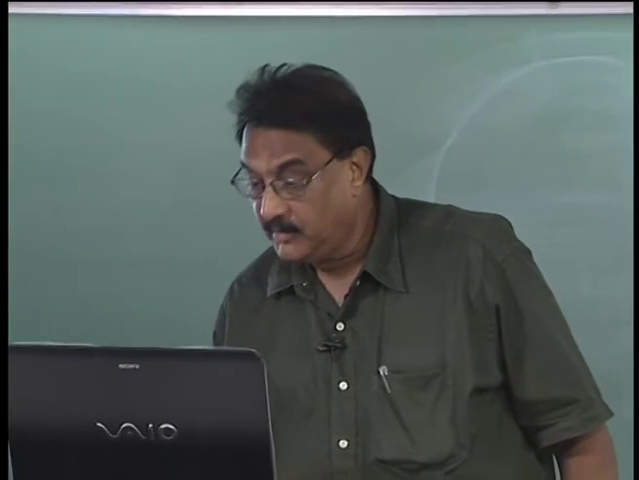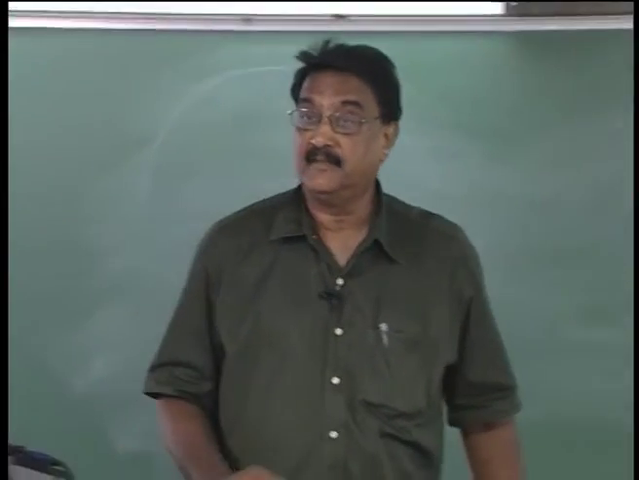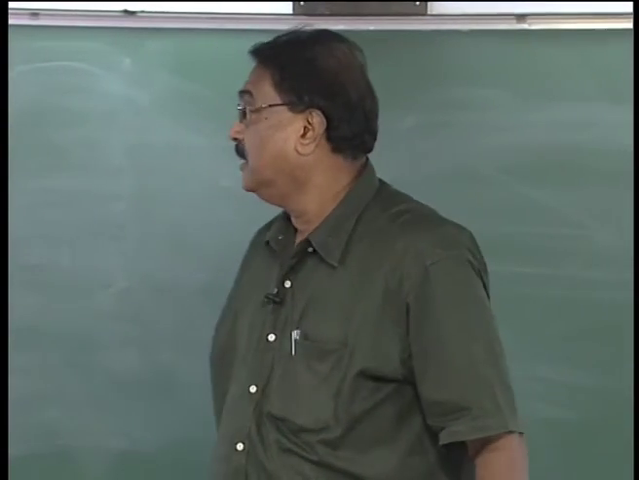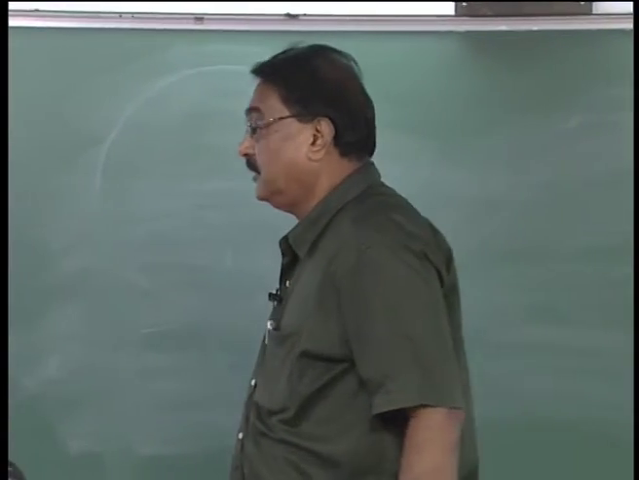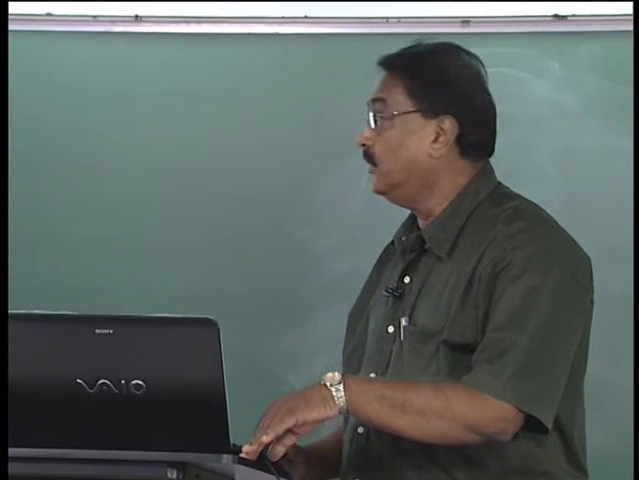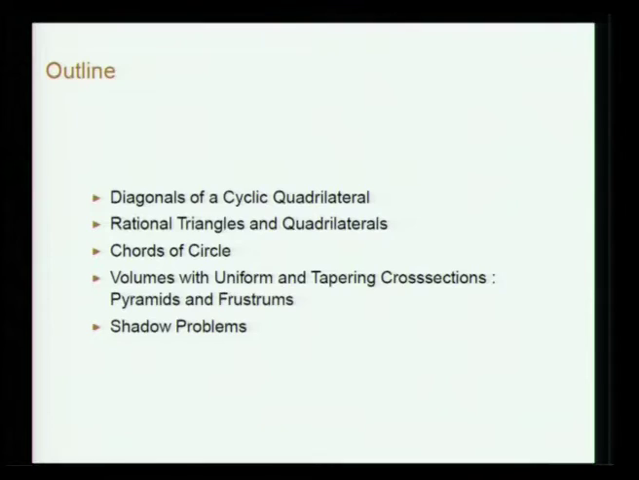Okay. So, we will continue with the discussion of mathematics in Brahmasputa Siddhanta. Now is the second part. Mainly we will be discussing the diagonals of a cyclic quadrilateral, then rational triangles and quadrilaterals, then chords of a circle. That is the plane figures. Then we go to the volumes with uniform and tapering cross sections, pyramids and frustums, and shadow problems.